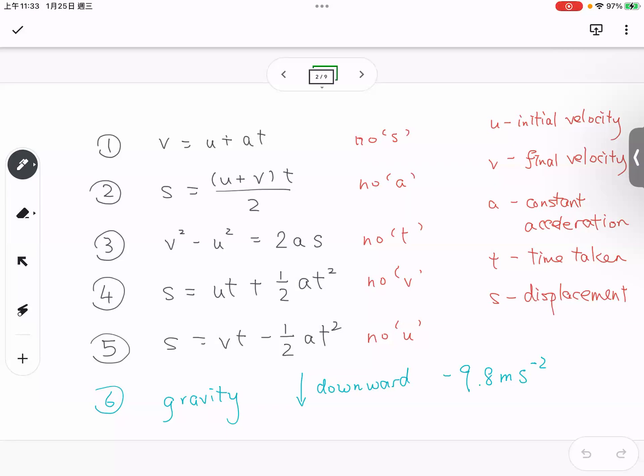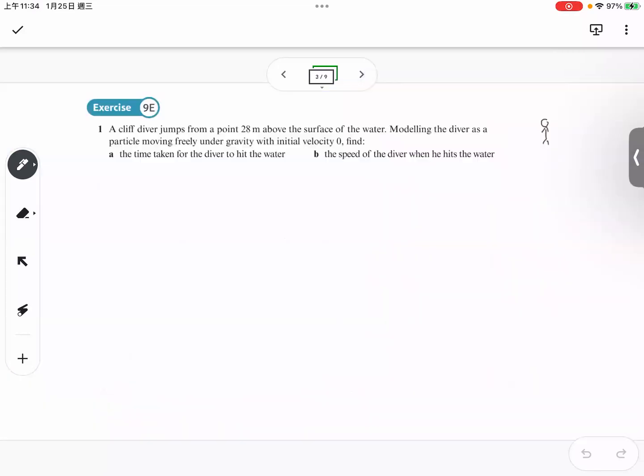And for this time, section 9.5, most of the time we will learn some questions with gravity. So you must make sure that for gravity, when you point downward, that will be negative 9.8 meters per square second. So today, I will discuss five questions in exercise 9 with you. First of all, let us look at the question.